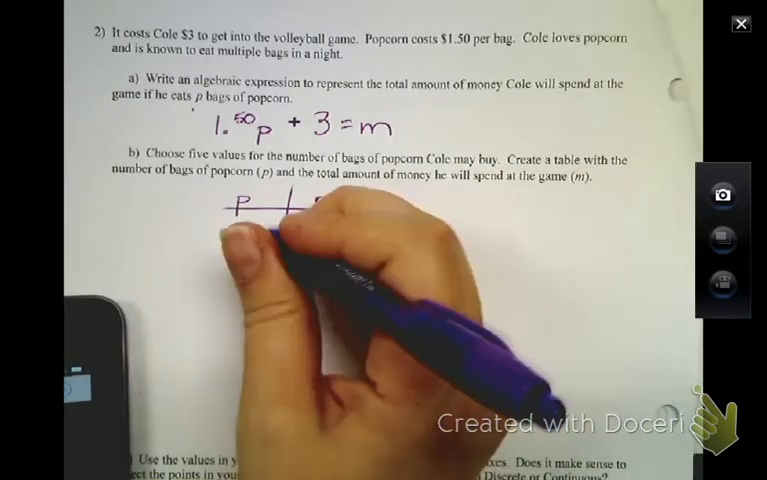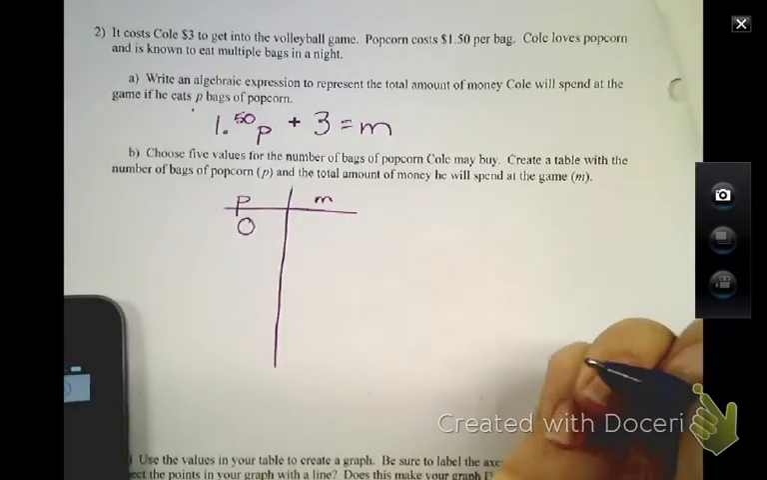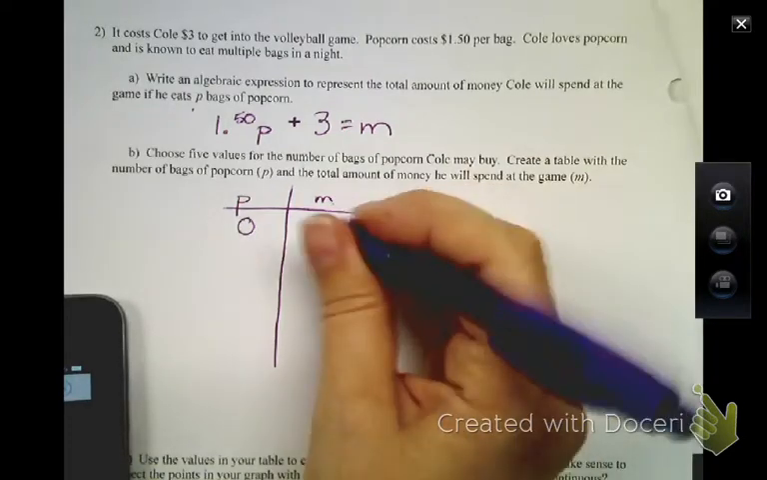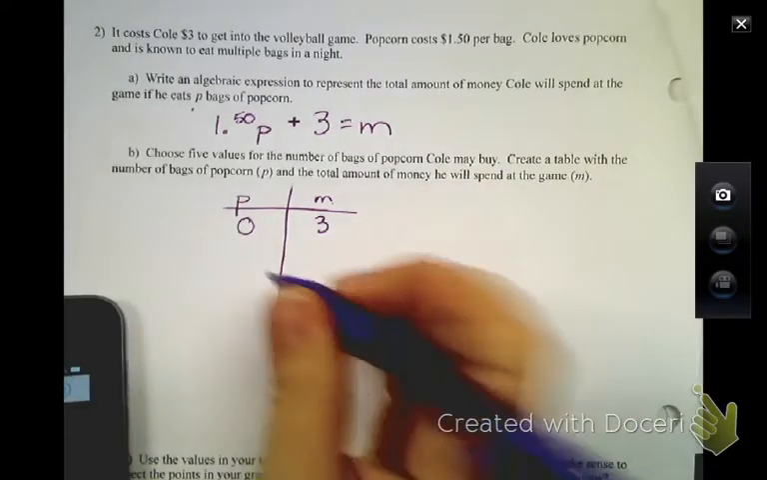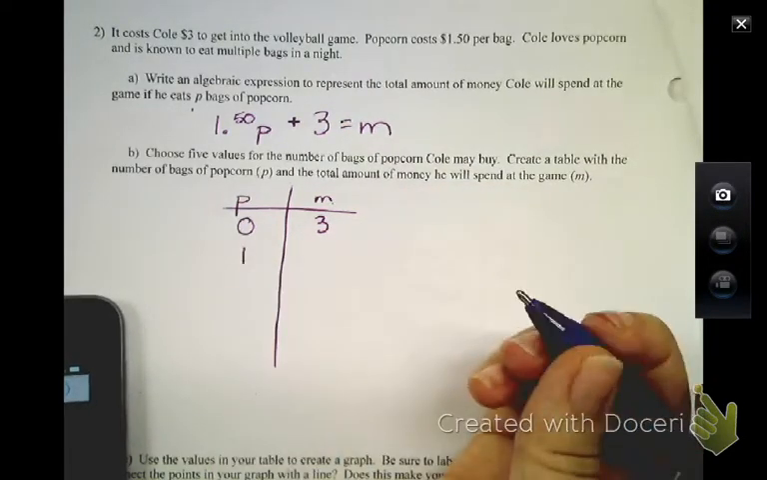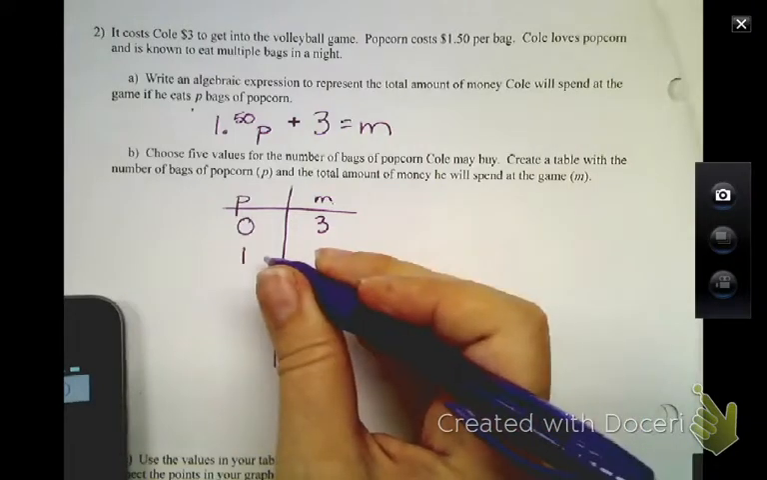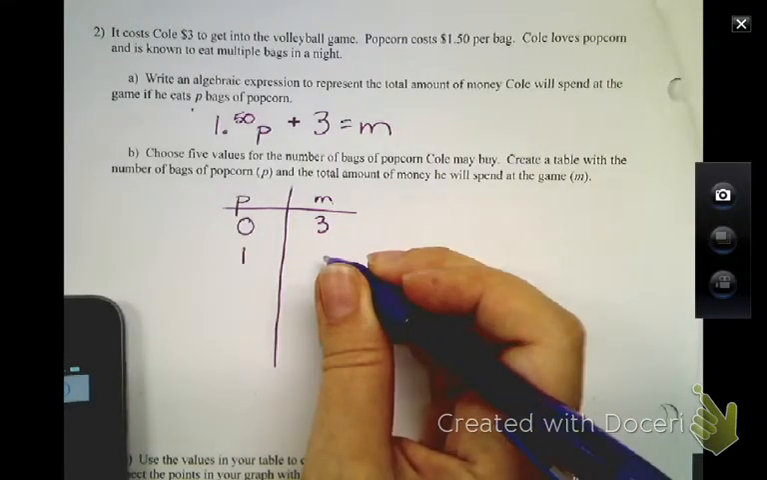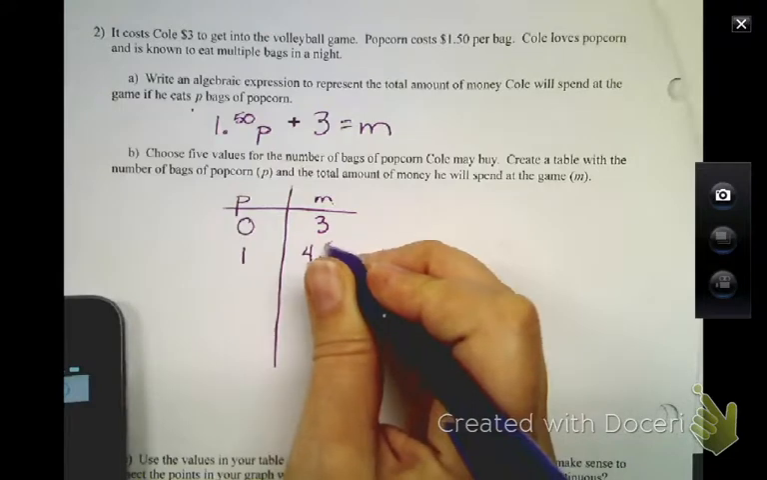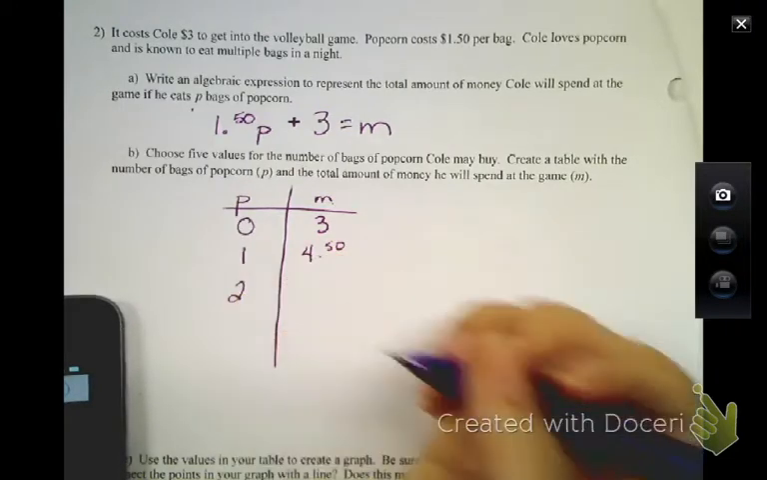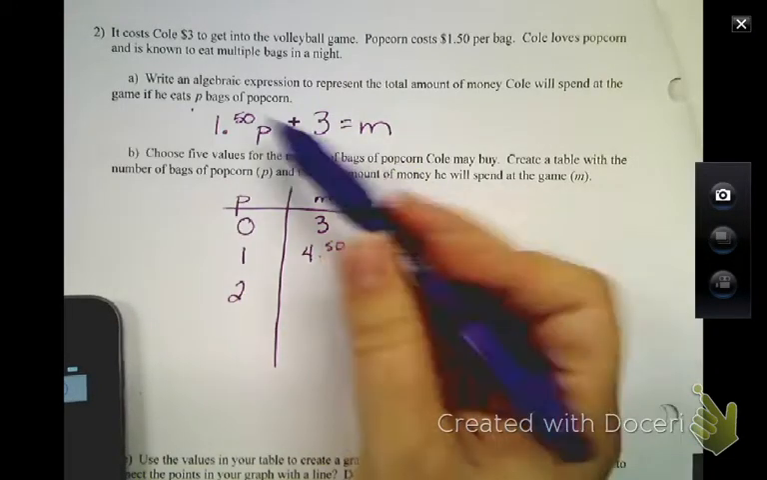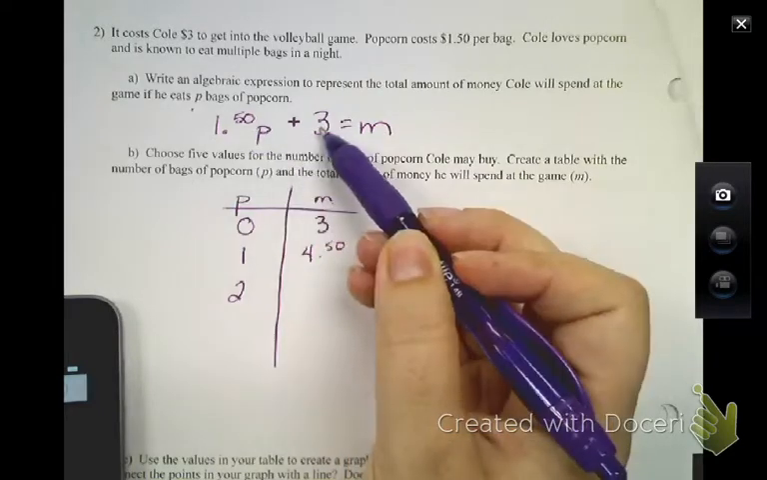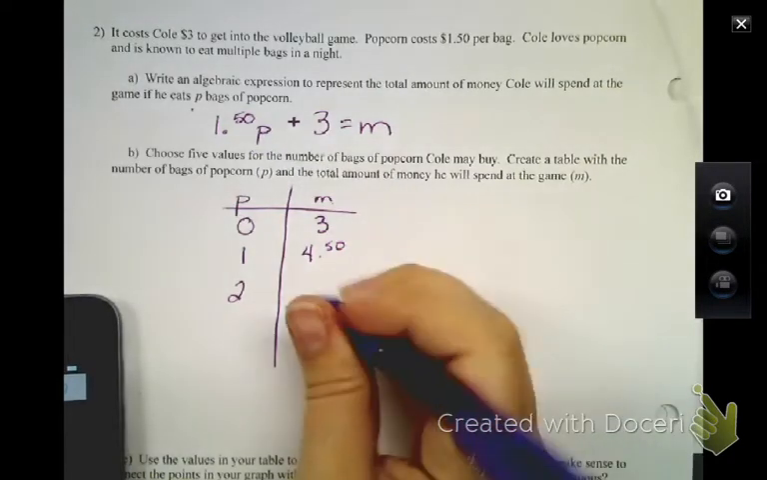Let's say he doesn't eat any bags of popcorn. Then all he's going to spend is $3. Let's say he gets 1 bag of popcorn. If he gets 1 bag of popcorn, that's $1.50 plus getting into the joint, that's $4.50. He buys 2 bags of popcorn. Well, 2 bags of popcorn is $3 plus the $3 to get into the joint, $6.